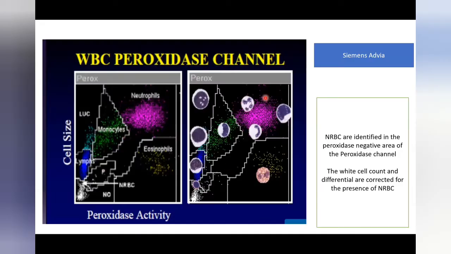So if you look at this, this is Siemens. This machine is the Advia Siemens machine. If you look at this, it comes in the peroxidase negative channel. So this is the region where your nucleated RBCs come on Siemens. So that's again, here also the WBC and differential are corrected for the presence of NRBCs.